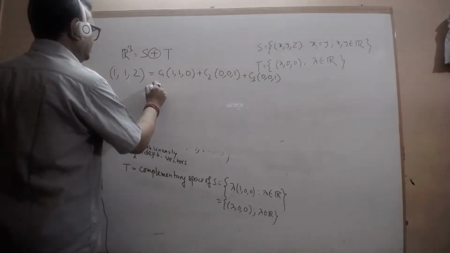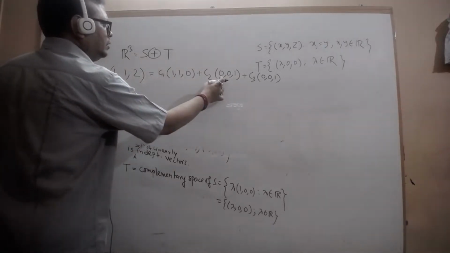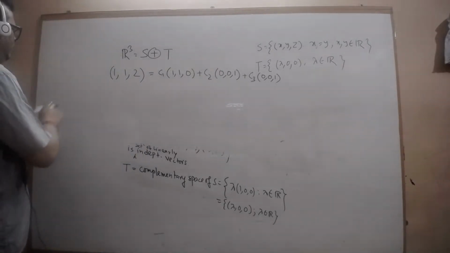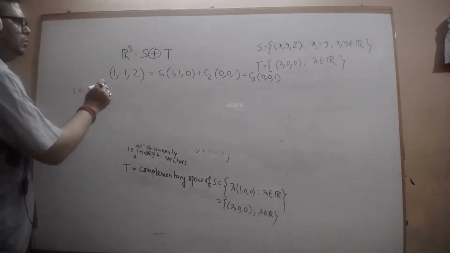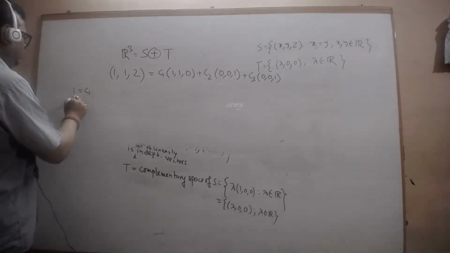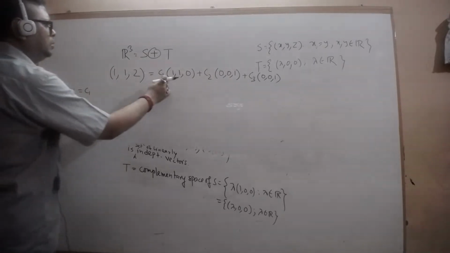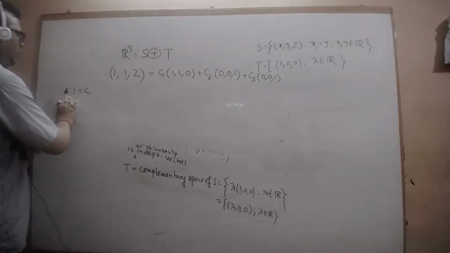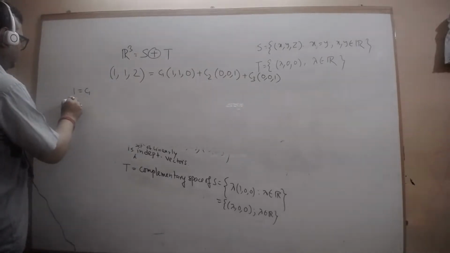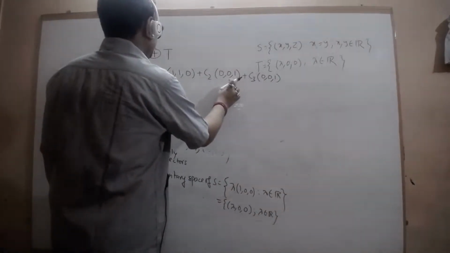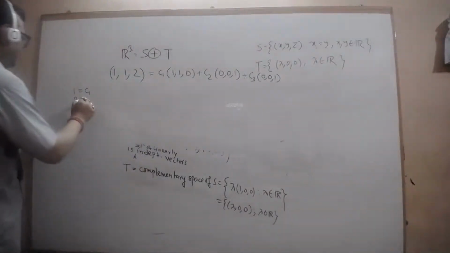C1, if you compare both sides, then 1 equal to C1, 1 equal to C1, and 2 equal to C2 plus C3.